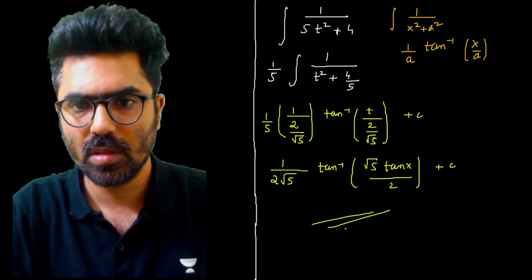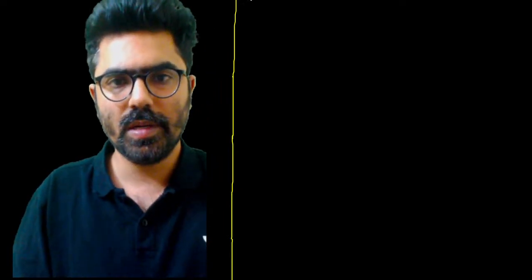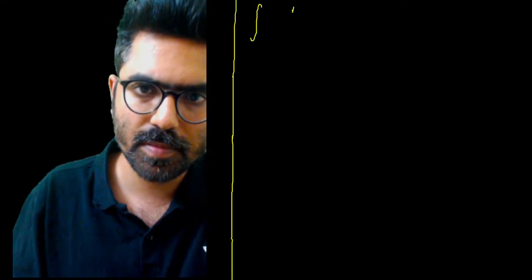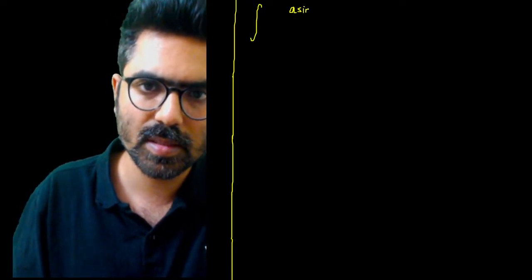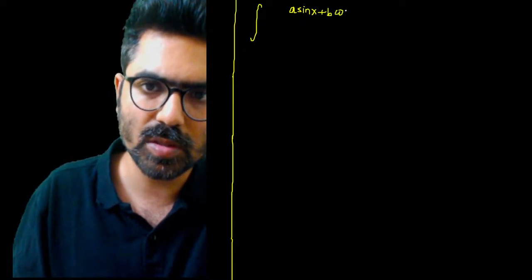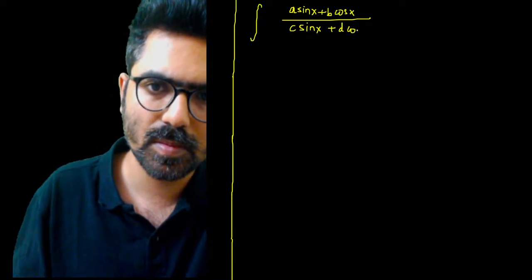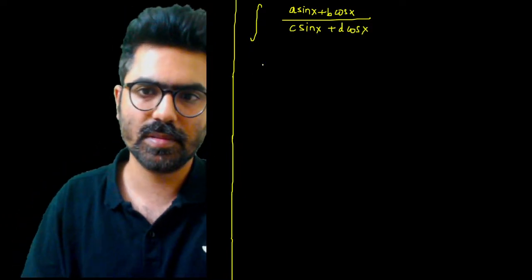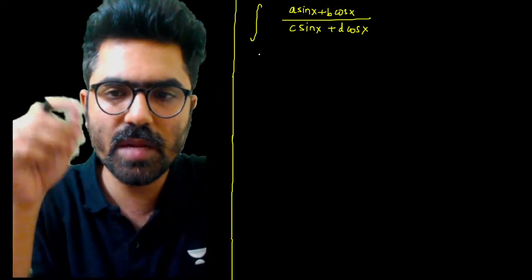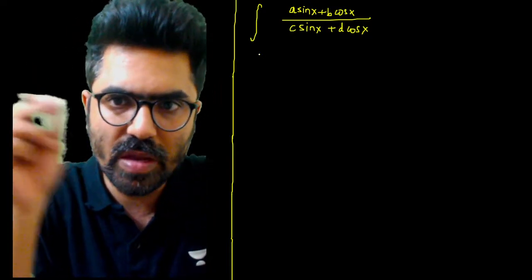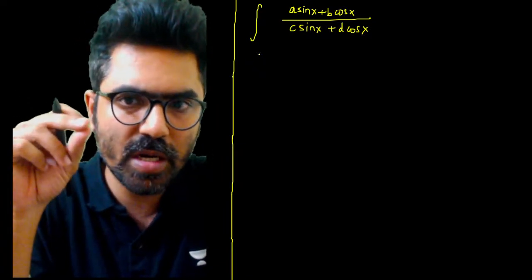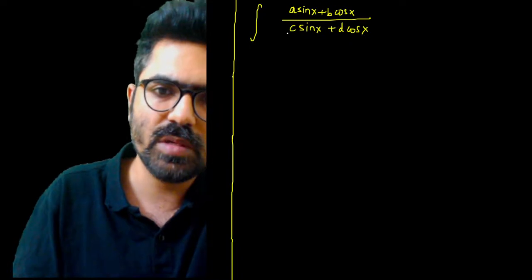Okay, now let's take a different format. It is something like this: a sin x plus b cos x upon c sin x plus d cos x. Okay, linear by linear in trigonometry. In the numerator we have linear terms in trigonometry, and in the denominator also we have linear terms in trigonometry. So this part will start now.